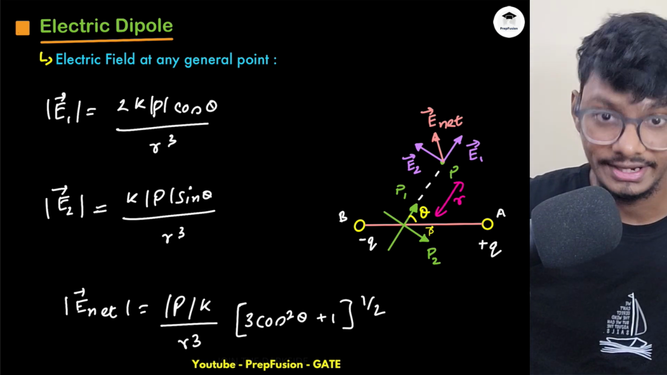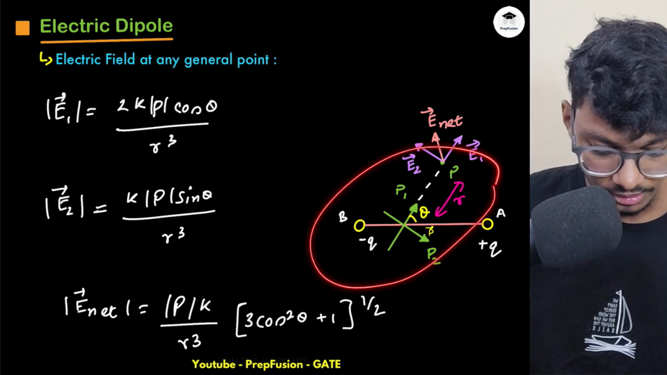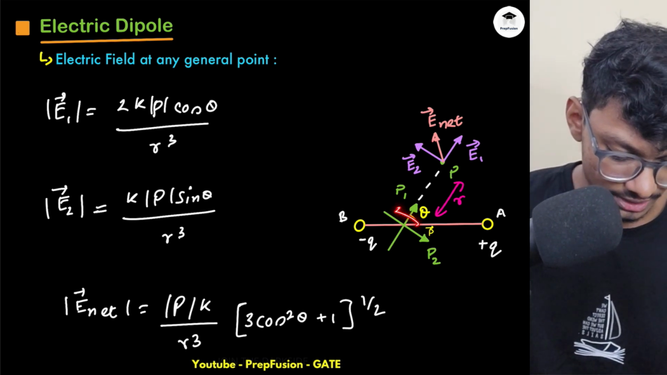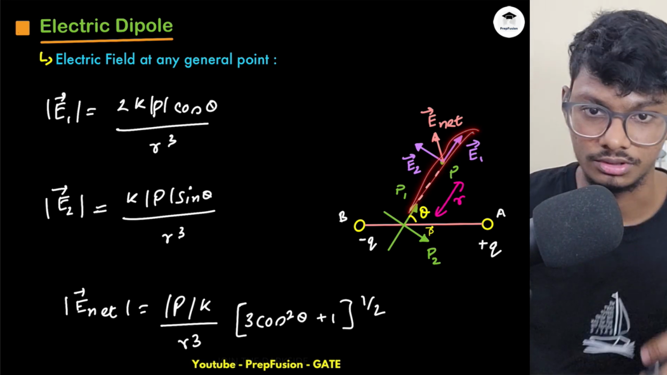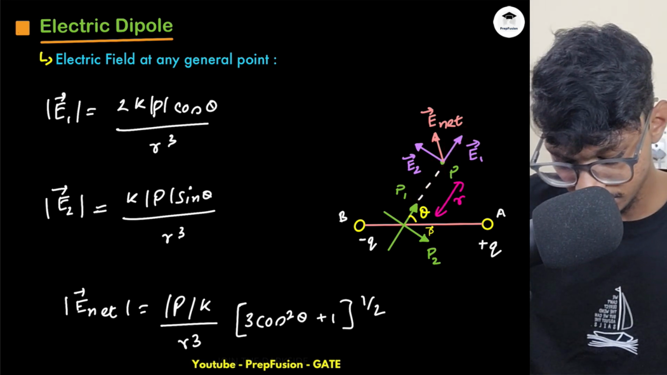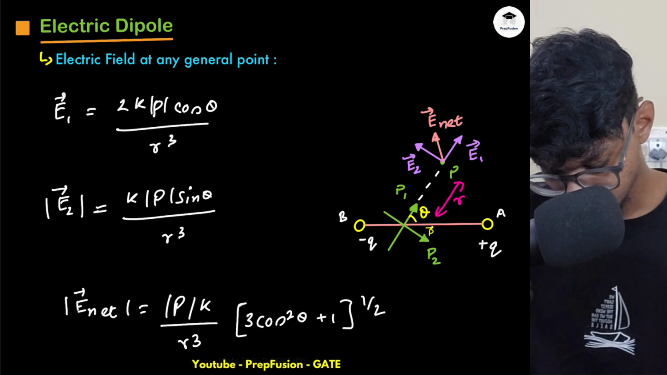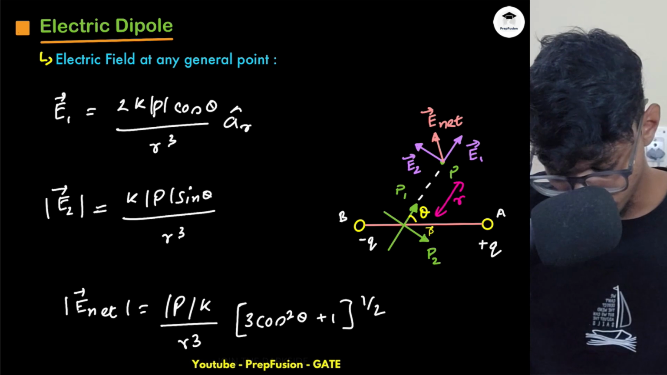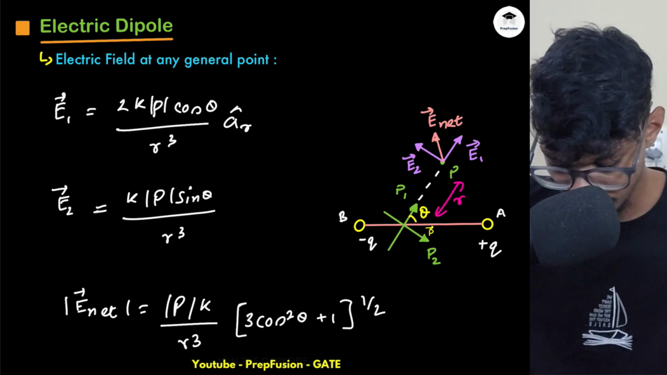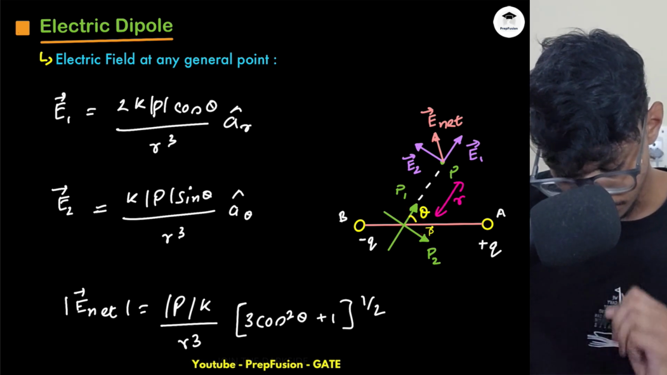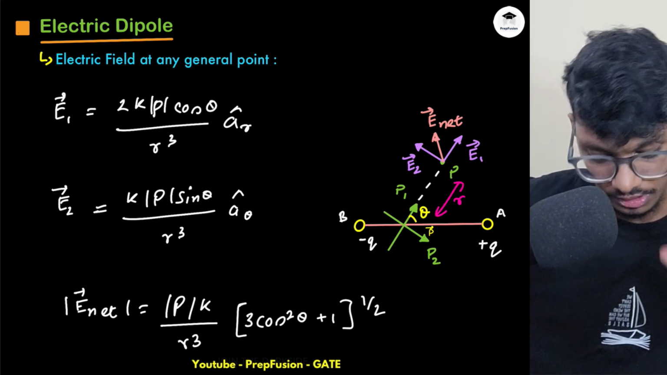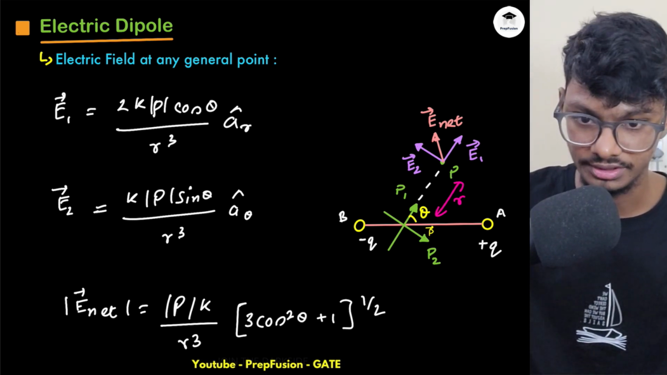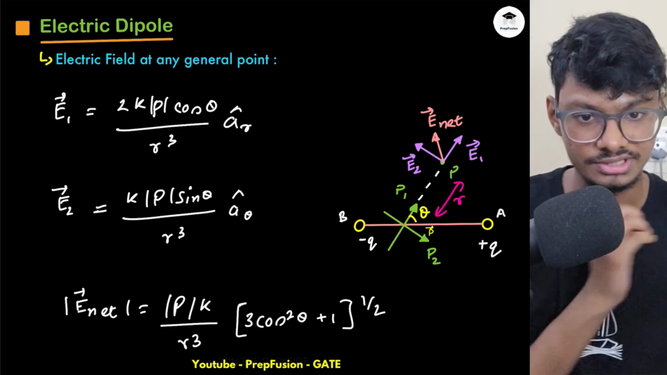Now what about the direction? If I am identifying this in spherical coordinates, this direction is in the a theta cap direction, and this direction is radially outward, in the a r cap direction. If I just remove the magnitudes, this will be in the a r cap direction, and this will be in the a theta cap direction. Whatever the direction of theta is, that will be the direction. Now you can resolve these two components and find it out. Or if you want to find it in rectangular coordinates, you can simply use the generalized expression.